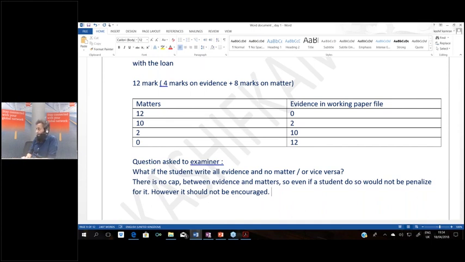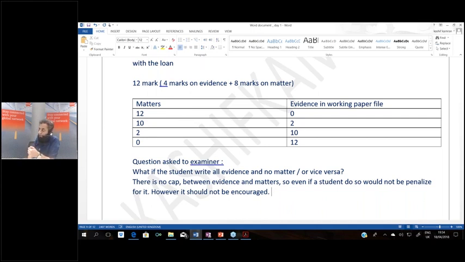Is there any ambiguity? The examiner is very clear on his statement, provided you know how to read things, because that's another problem with P7 students. They reach P7 level and they don't know how to read the requirement and understand the exam requirement. So how will you understand what the examiner is saying? There is no cap between evidence and matters. So even if a student does so, they would not be penalized for it. However, it should not be encouraged.